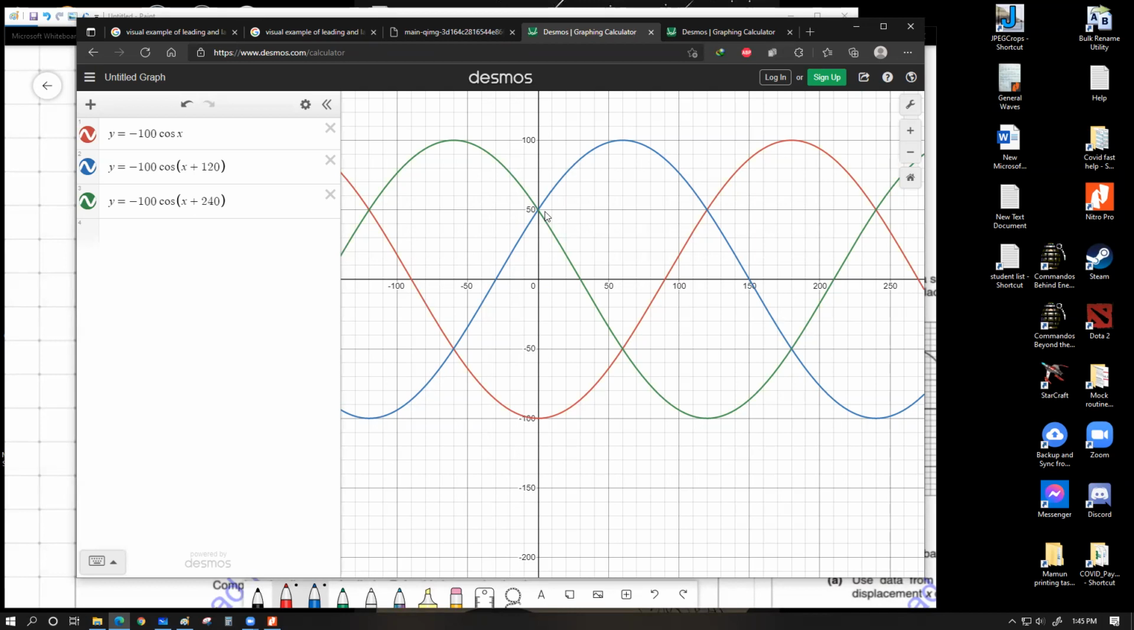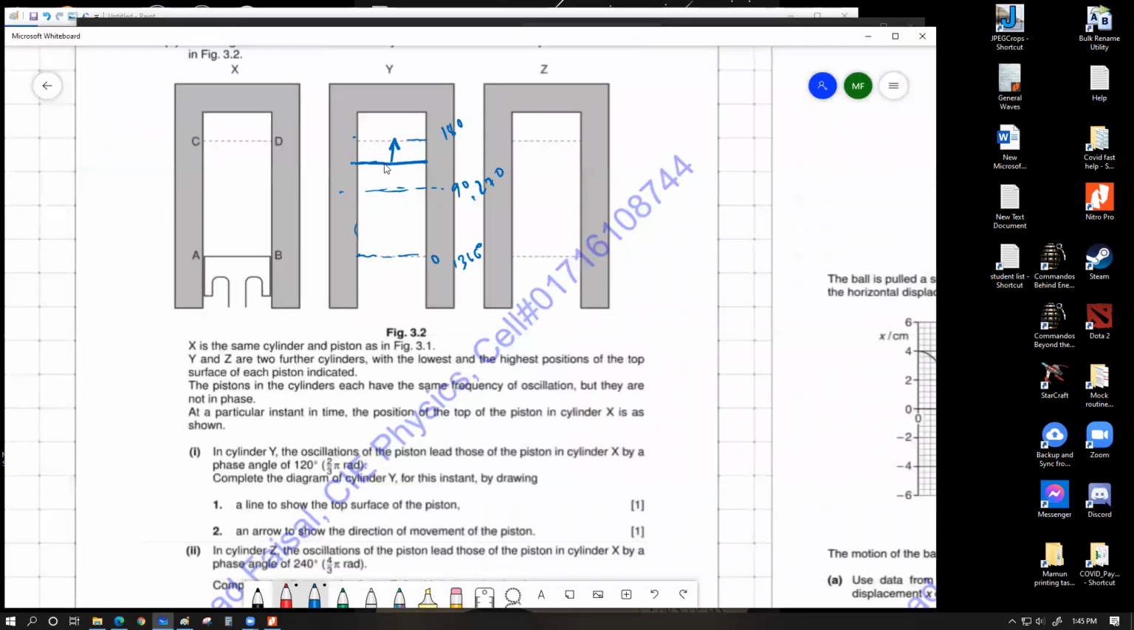A positive gradient on the displacement-time graph essentially means positive velocity, which means the object is now going upwards. And vice versa, 240 degrees leading basically can mean 120 degrees lagging. So that should be going downward. So both blue and green should be at the same level, and blue should be going up. So in this case, y should be going up.